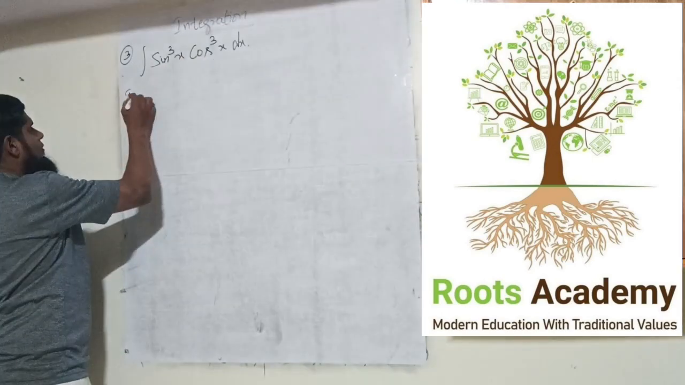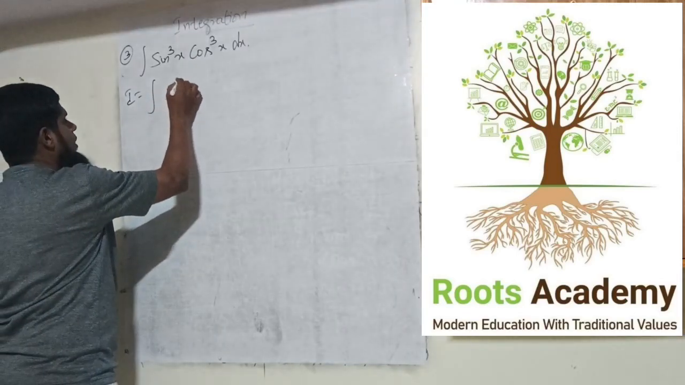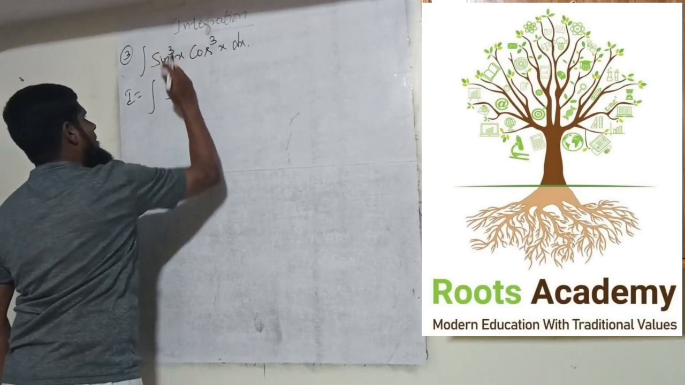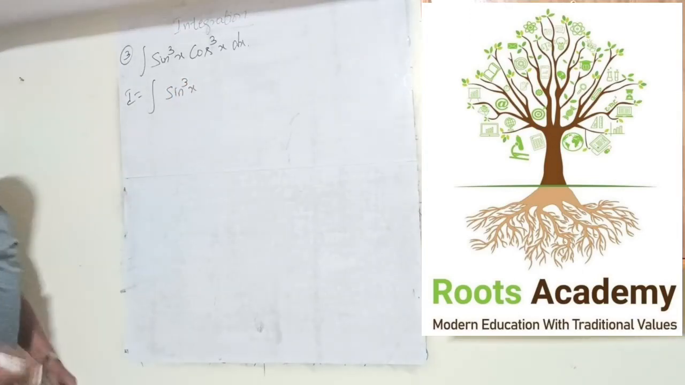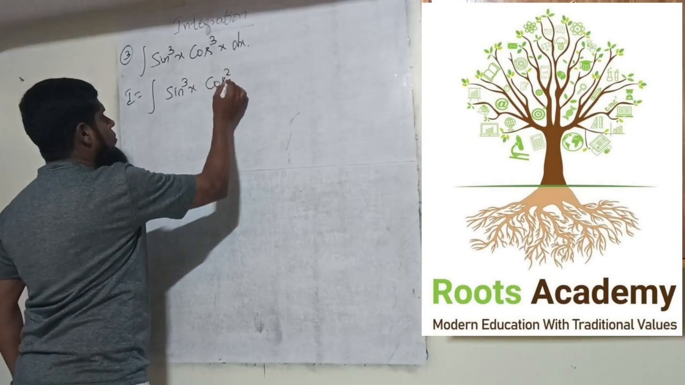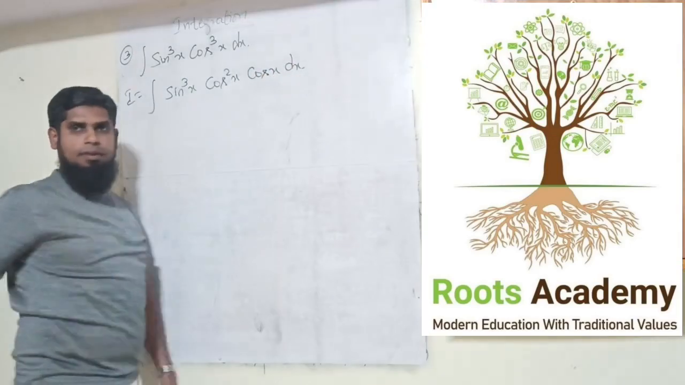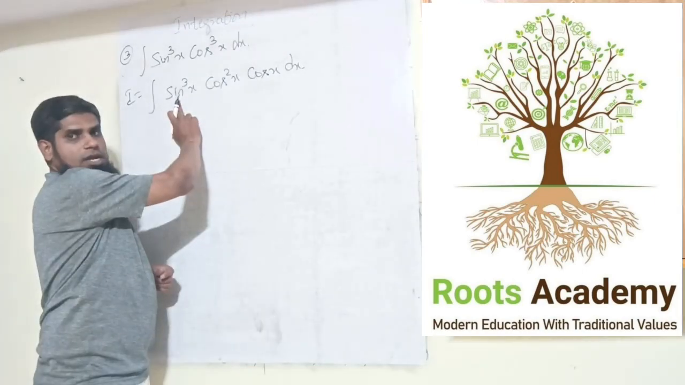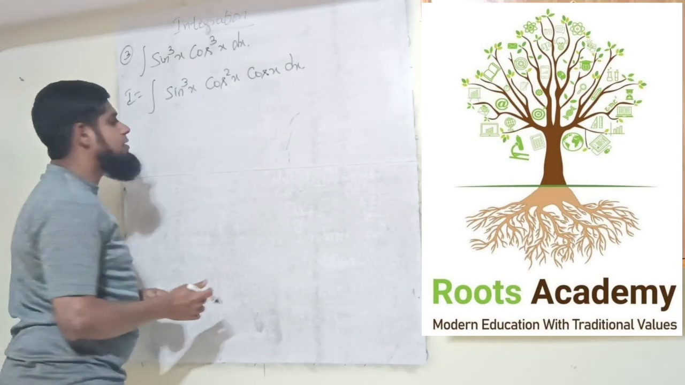So this can be solved by taking sin cube x, and cos cube can be written as cos square x into cos x. Because I know that if I take sin x is t, I will get its derivative as cos x. So I am trying to apply the method of substitution here.